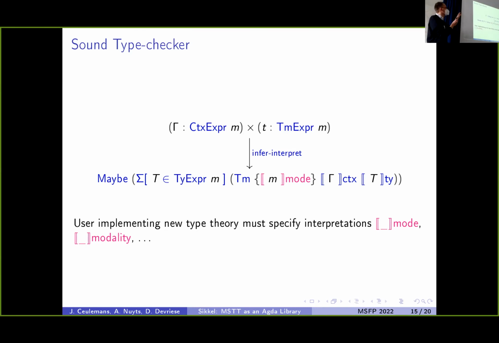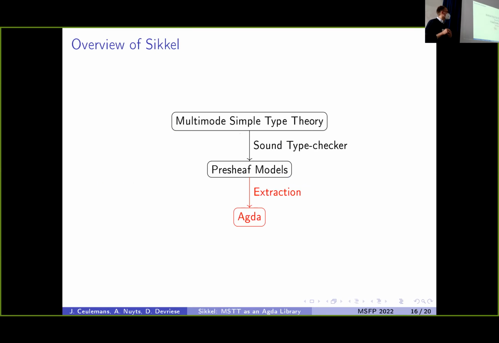And so this type inferencer is easy to extend in the sense that when you want to implement a new type theory in Sikkel, you just need to specify how modes should be interpreted as base categories, and modalities should be interpreted as dependent right adjoints, etc. And that brings us to the final part, and that is the extraction to actual Agda programs. But that will not always be possible.